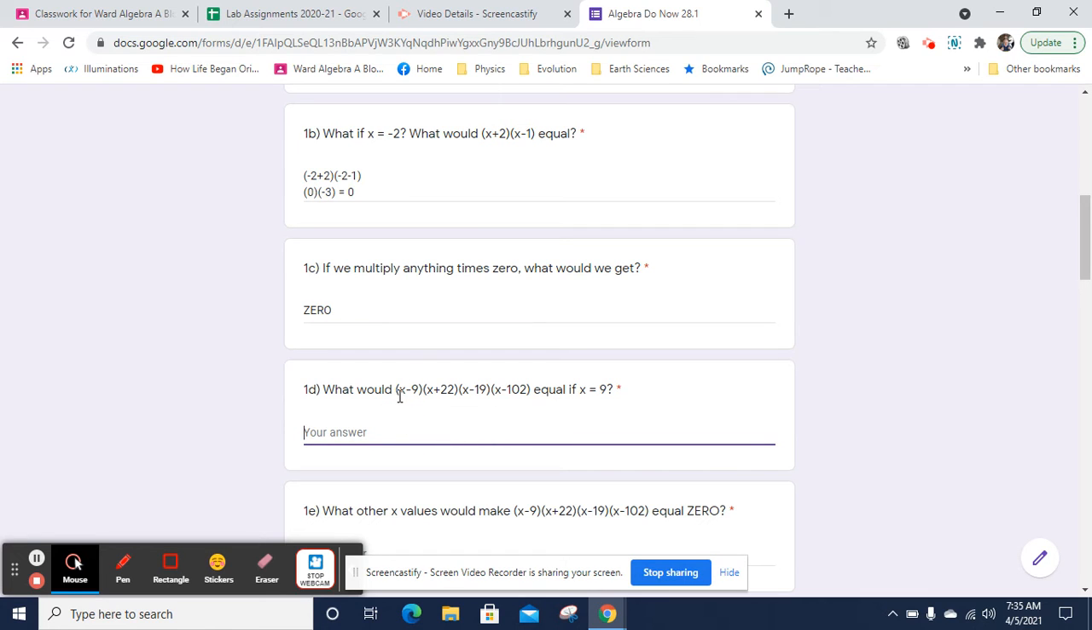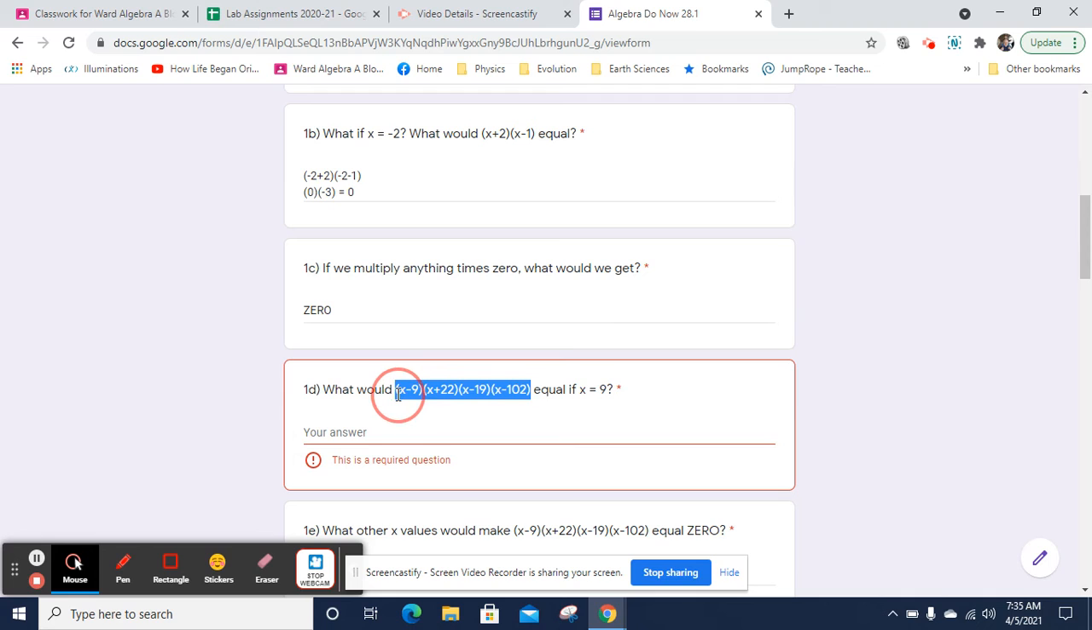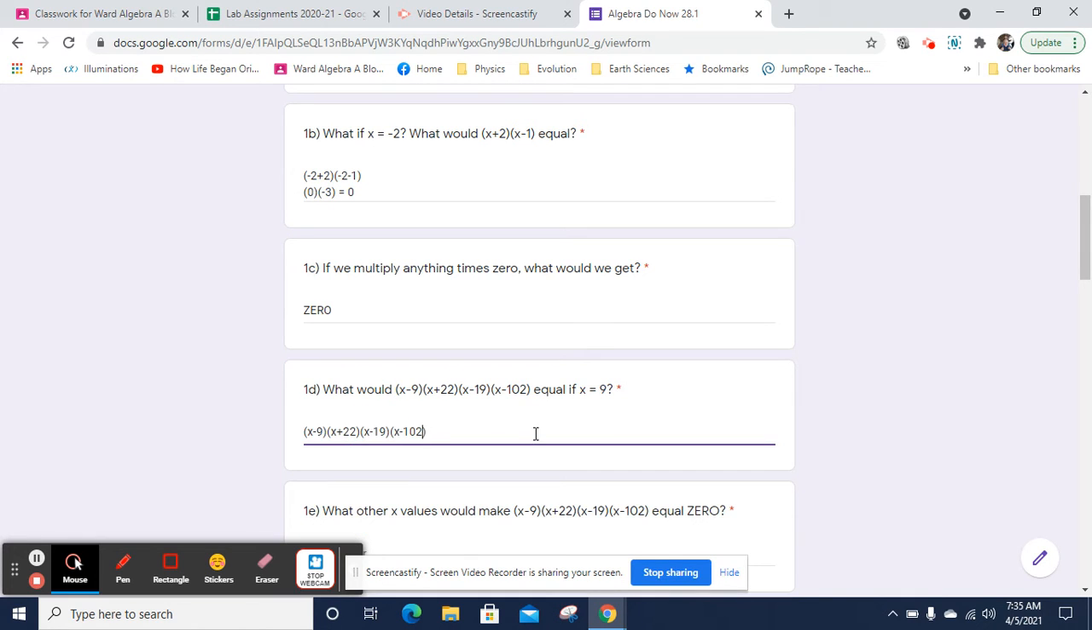Now let's take a look at this one. This is a little more complicated. Oh my goodness, there's 4 linear equations being multiplied. How could you ever possibly do that? Well, let's look at this whole thing. I'm going to replace x with 9.